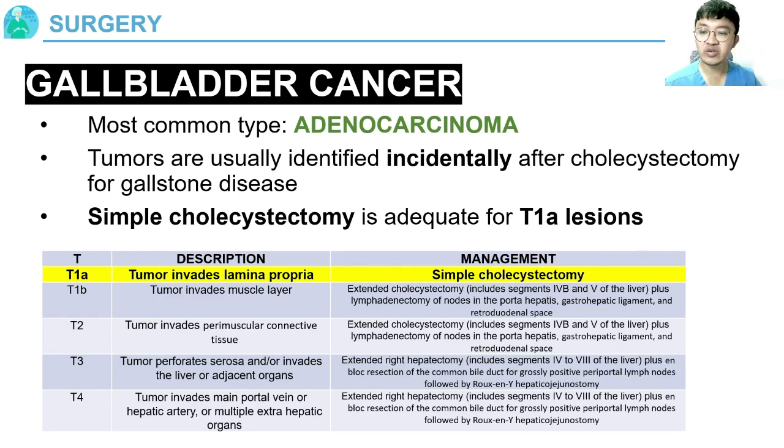Now, for T1B to T4, we need to do an extended cholecystectomy, because once it has reached the muscle layer, by way of the gallbladder's lymphatics and venous drainage, it most probably at the time has already metastasized to the liver. Okay? So only T1A, simple cholecystectomy alone. T1B to T4, do the extended cholecystectomy.